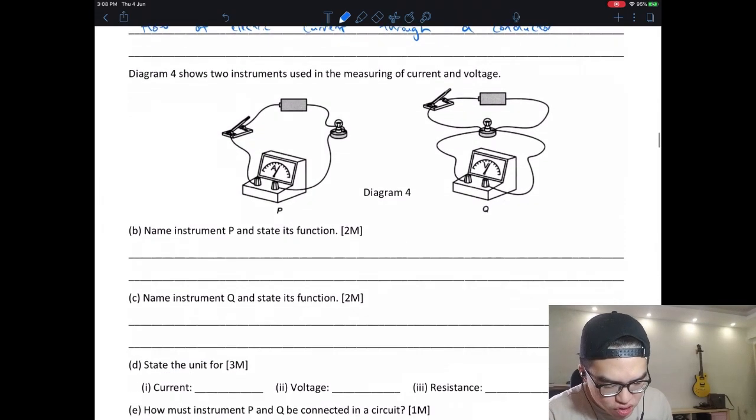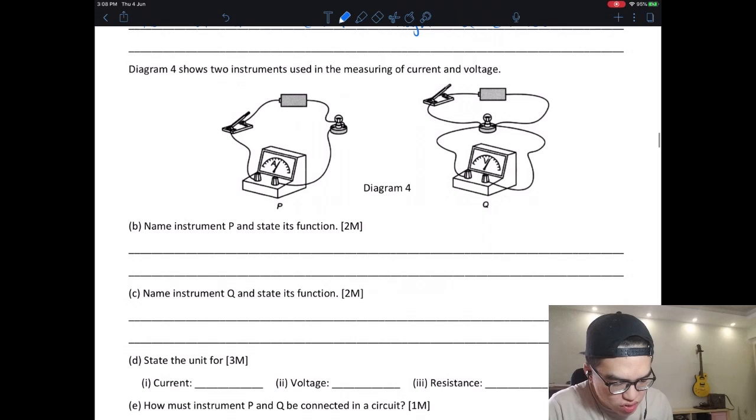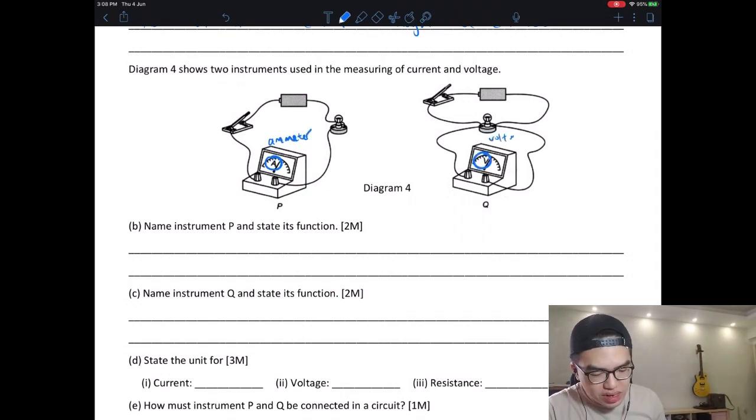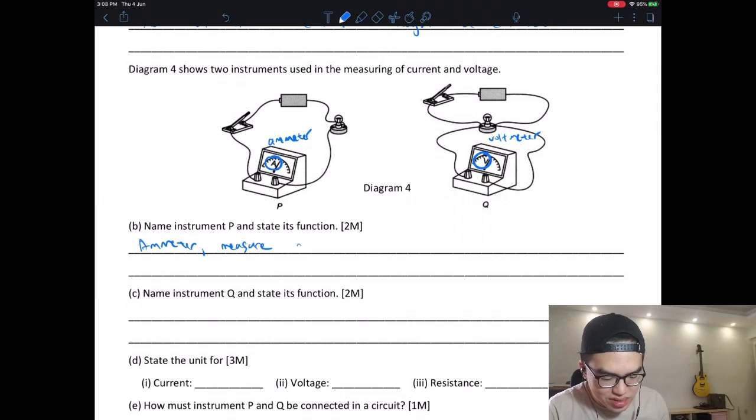Next. Diagram 4 shows two instruments used in the measure of current and voltage. Can you see an A here? This is an ammeter. Can you see a V here? The V is a voltmeter. Name instrument P. This is an ammeter. What is the function? To measure electric current in a circuit.